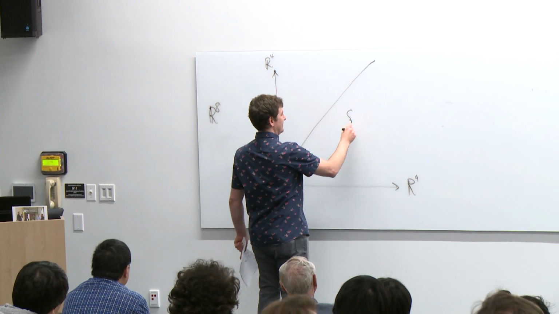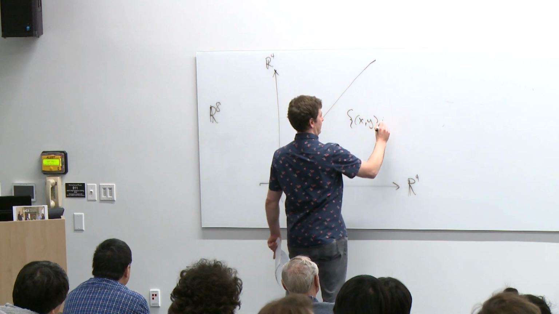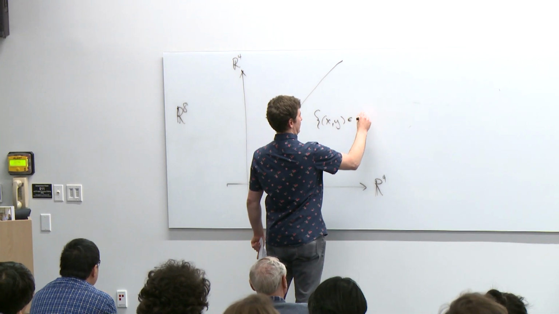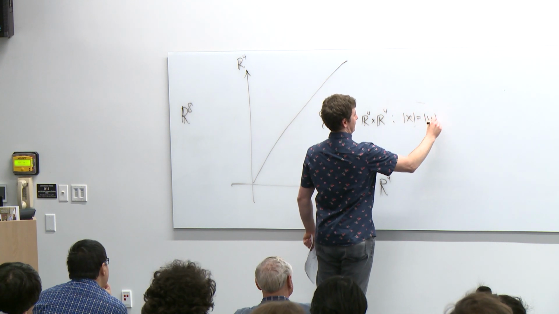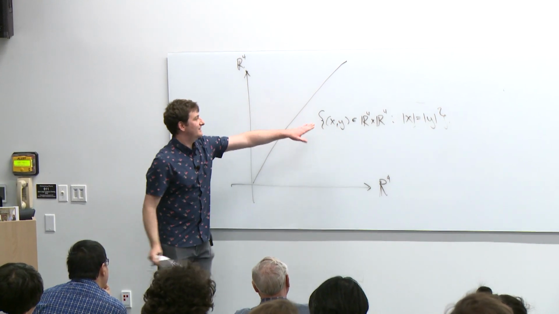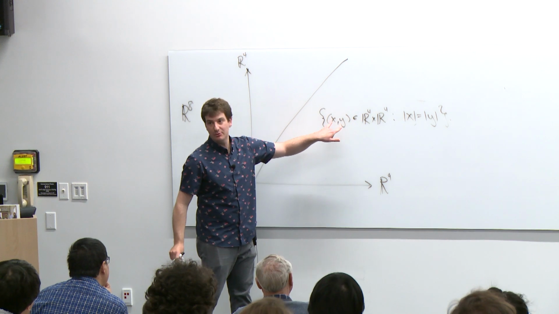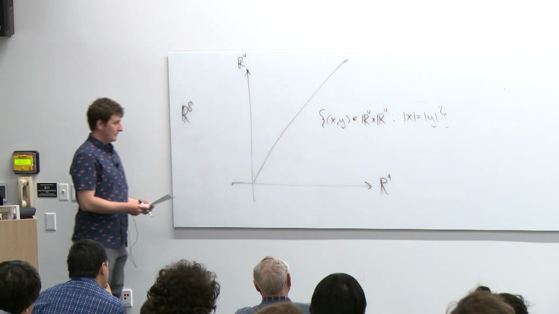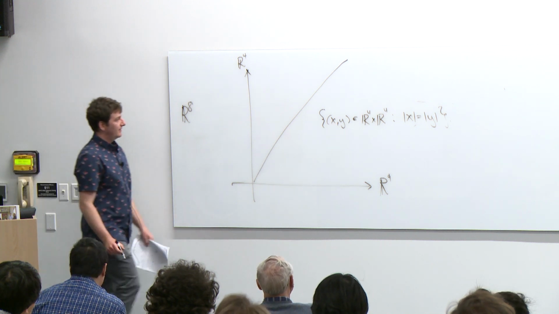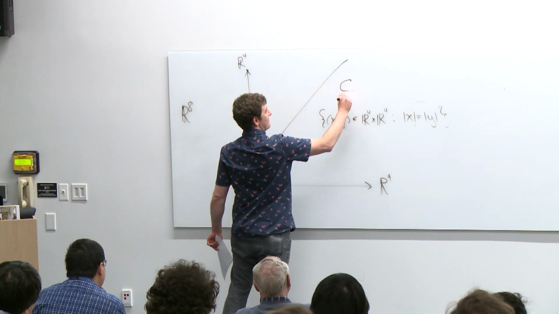So what this is, X in R8. You just take these points in R8, you split it into two R4s, and you look at the points which have equal norm. Okay? And so this is some cone C.